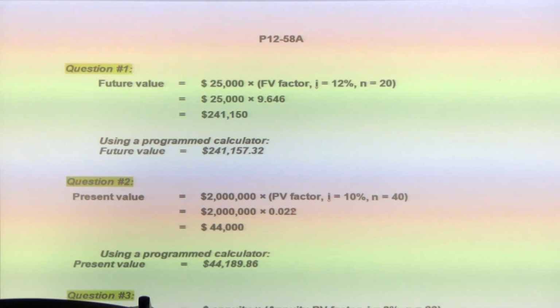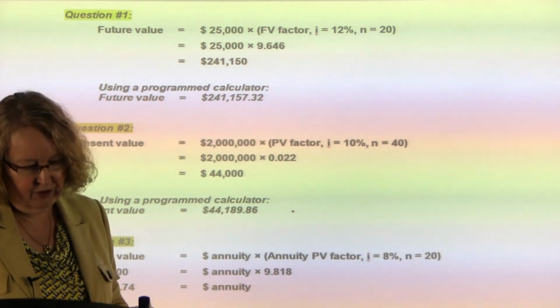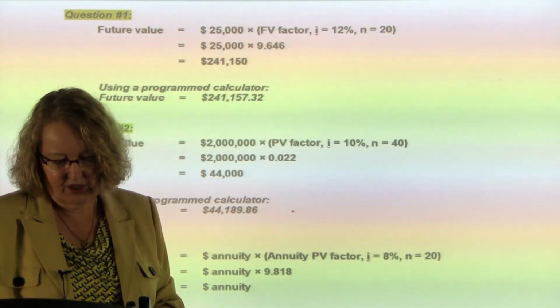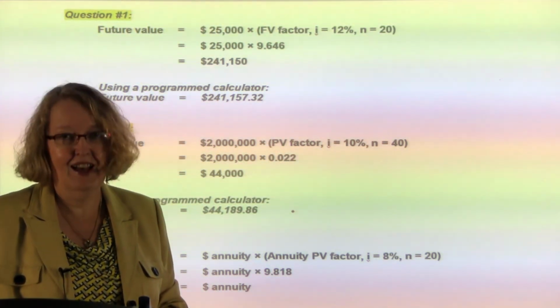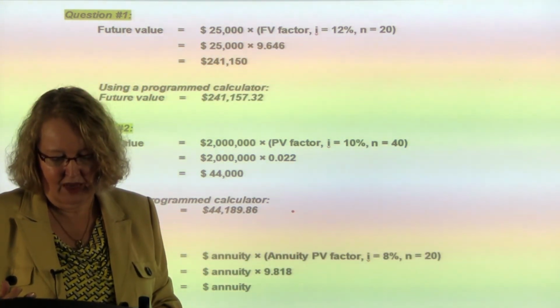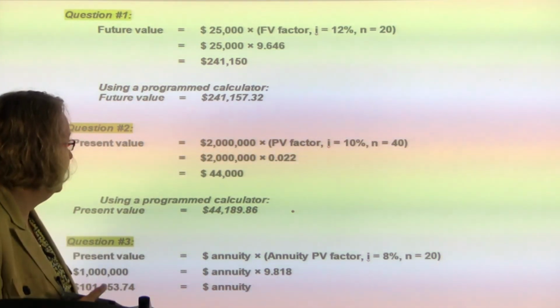The second scenario is saying we would like to have $2 million saved by the time he retires in 40 years. So if you want $2 million in the bank in 40 years' time, how much would you need to invest now, assuming you had an interest rate of 10%?